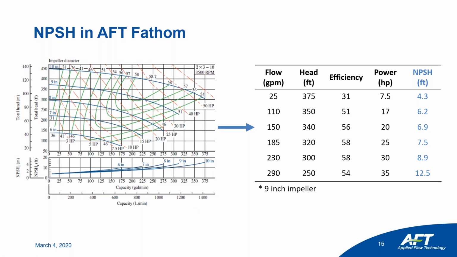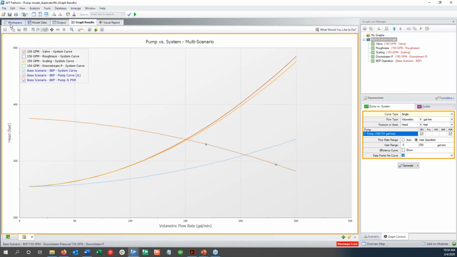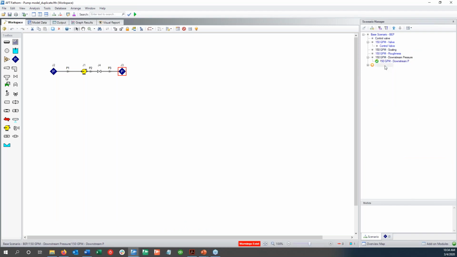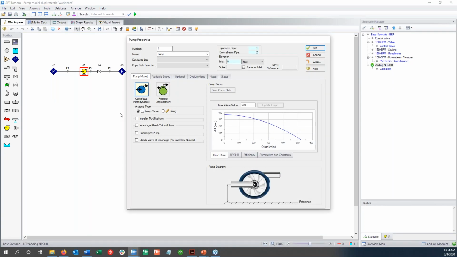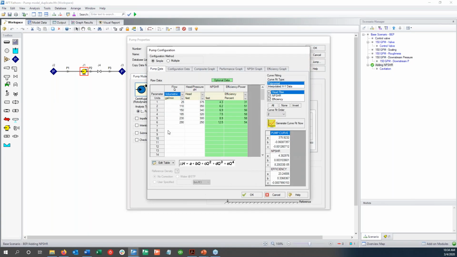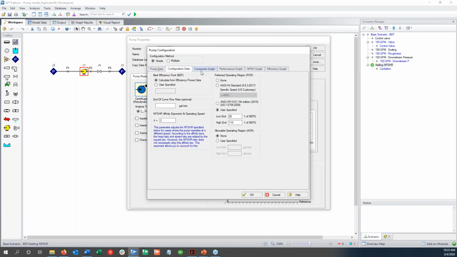So we can take a look at our pump model again, where we have a nice scenario about adding NPSHR. We do that in the same place where we enter our curve data, where now we can fill this NPSHR in terms of feet. Generally, it's good to keep it in terms of feet because it doesn't matter what you're flowing through that pump. The only thing that matters is the head that you're seeing, those feet of pressure.